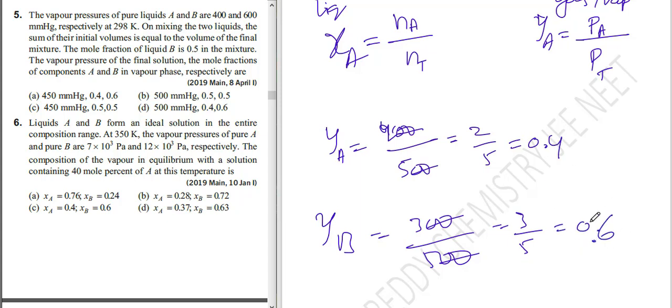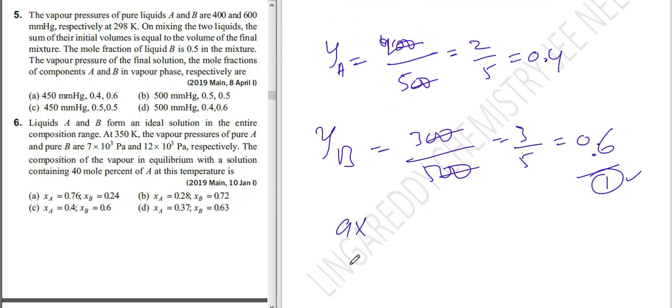Okay, these two should add up to 1. 0.4 plus 0.6 equals 1. Yes, done. So YB is higher. First of all, total pressure is 500. That means B and D are candidates; A is wrong, C also wrong. B is wrong because the mole fractions given are the same, 0.5 and 0.5. So D is the correct option. You can see YB is 0.6, YA is 0.4. Understood?